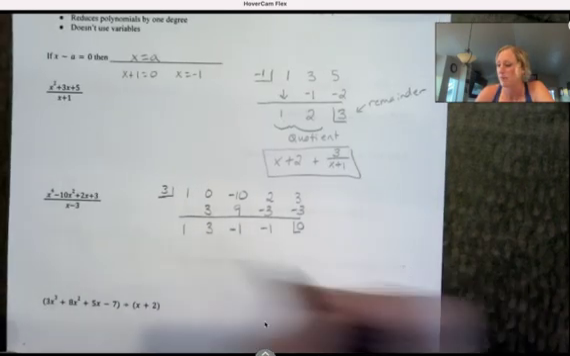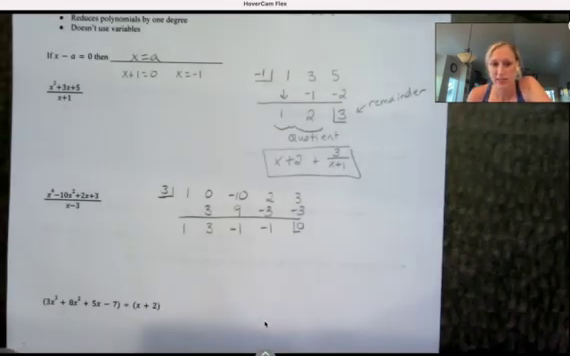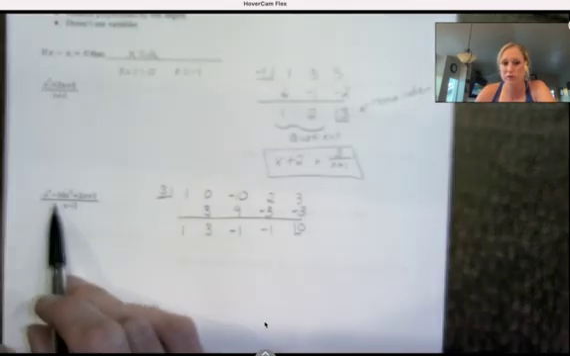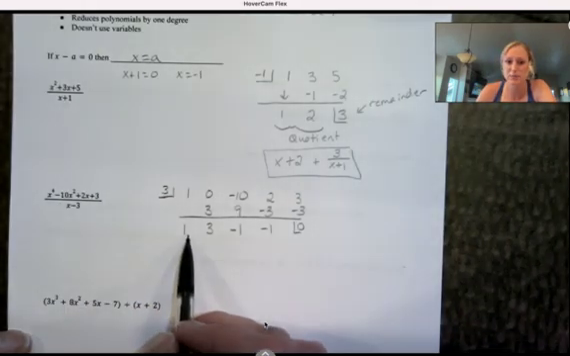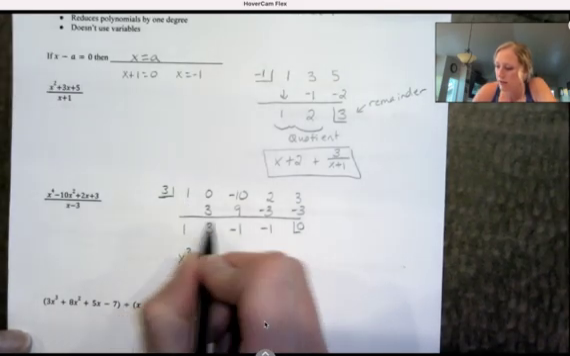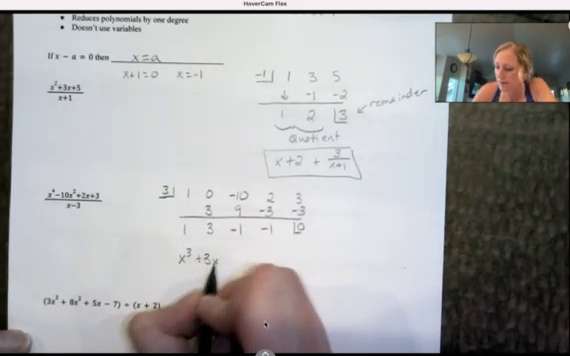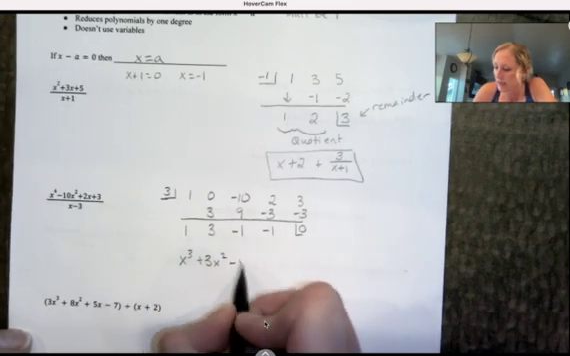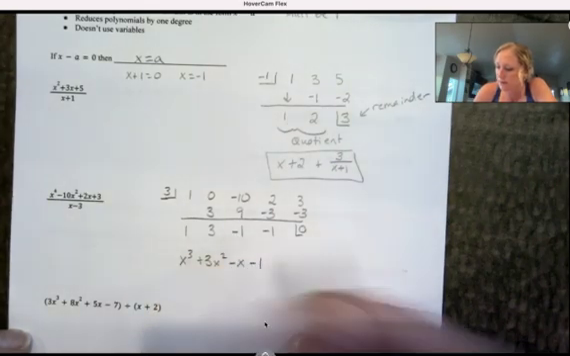So how I write my answer, I need to put the variables and exponents back in there. It started with a 4th degree, so that means the highest exponent I'm going to have is a 3rd degree. So I have 1x to the 3rd, 3x squared, -1x, and then -1.